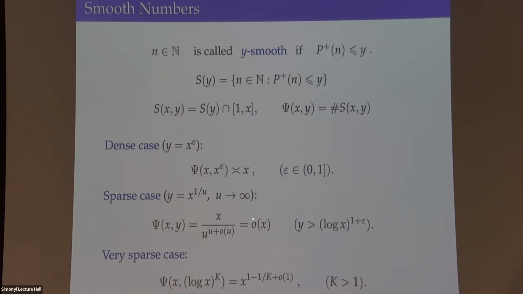And there is an asymptotic formula here that is valid provided the smoothness parameter is not too small. When you are at the lower end of this range, so if you choose a y that has the shape log x to some power k, which is larger than 1, the density of these y-smooth numbers up to x will be a negative power of x. So that is an extremely sparse set when compared, for instance, to the set of primes.